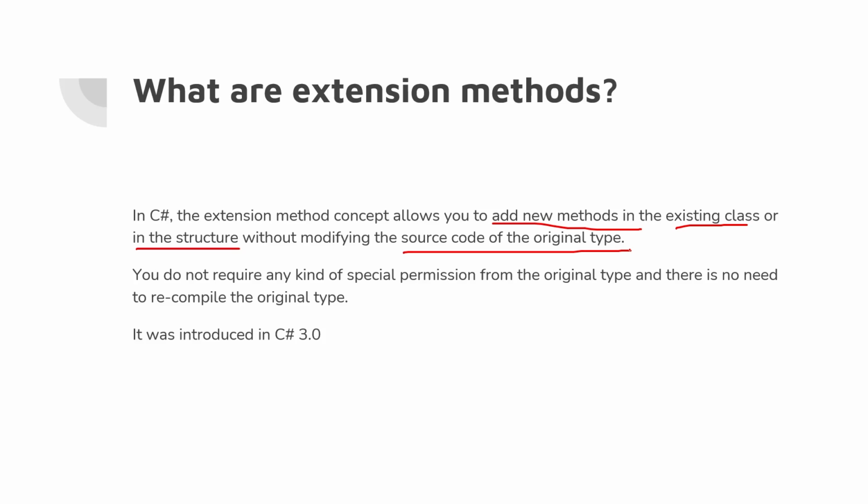Using extension method, we can add new methods to a class without modifying it. And when you use extension method, you do not require any kind of special permissions from the original type, and we don't have to recompile the original type also. This feature was introduced in C Sharp version 3.0. So let's go to Visual Studio and understand this with an example.